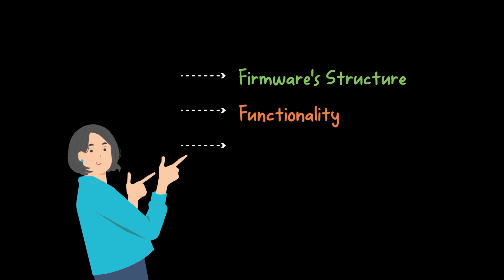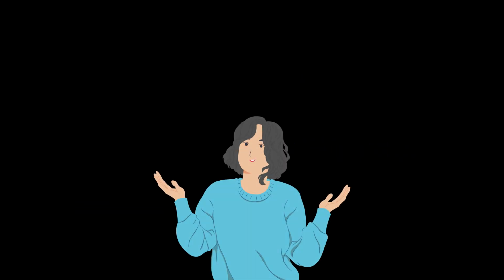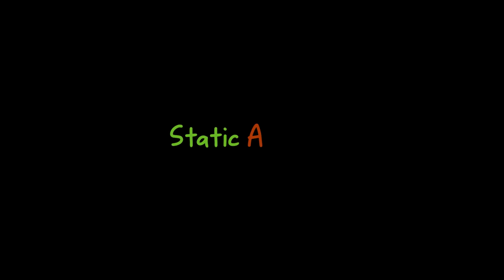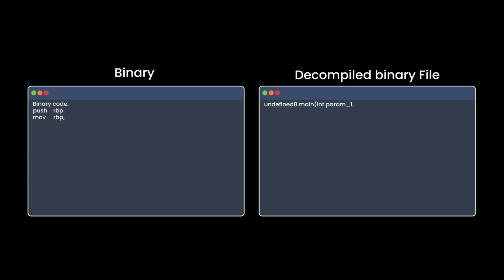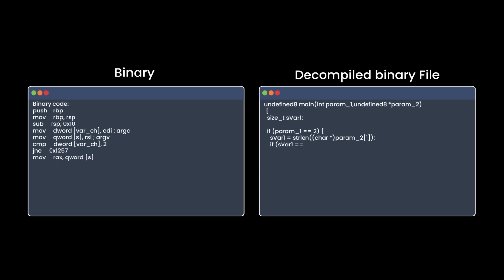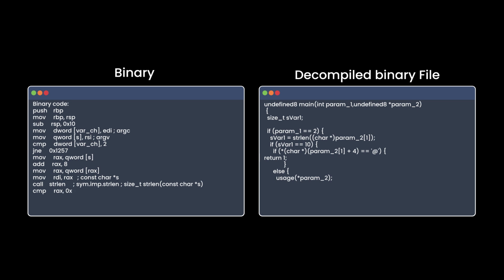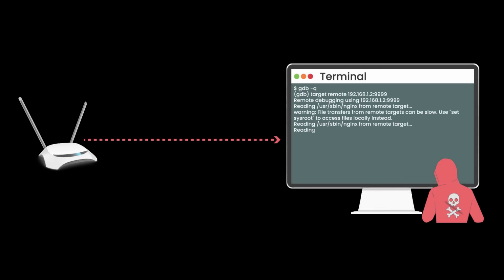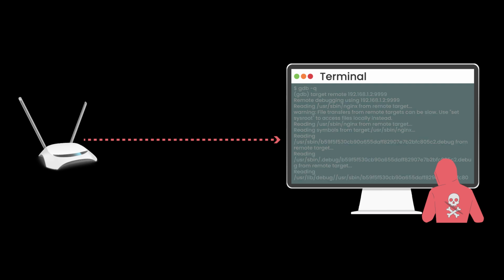Now let's understand, what is firmware reverse engineering? Firmware reverse engineering helps understand the firmware's structure, functionality, and potential vulnerabilities. It involves 2 types, static analysis and dynamic analysis. Static analysis. In this, we examine the firmware code without executing it, identifying vulnerabilities and mapping out functions and data structures. Dynamic analysis. In contrast, it involves running the firmware on a device or an emulator, using debugging tools to monitor its execution and identify issues.